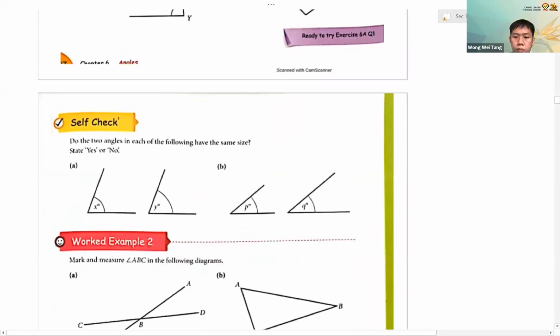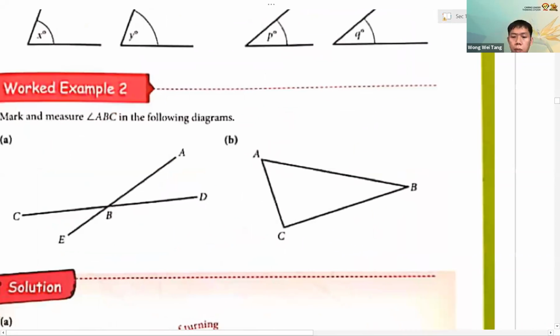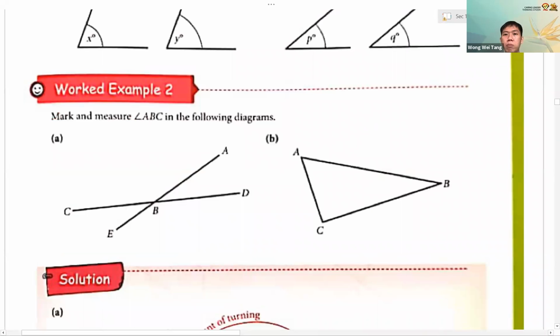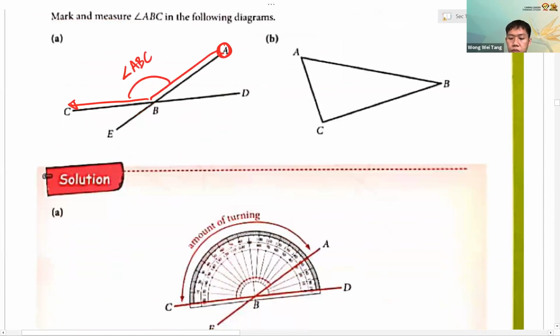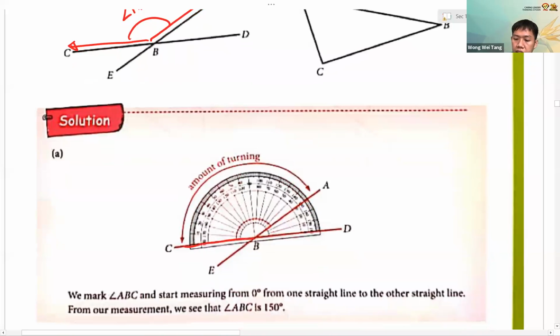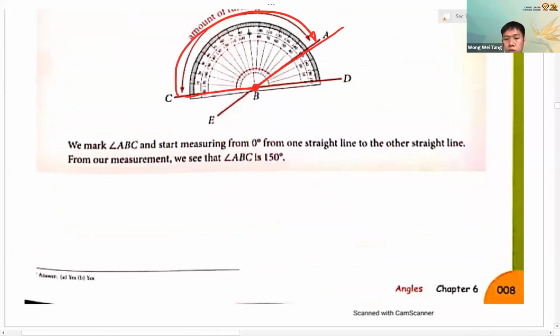Okay, so now worked example number 2. Mark and measure angle ABC. So now we have to find angle ABC. We start from point A, we go to point B, and we go to point C. This is the angle ABC, and we need to measure it. So this being the angle that we want to measure, we place the center point of our protractor at point B, the vertex, and we measure this angle. So we'll see that it is 150 degrees.